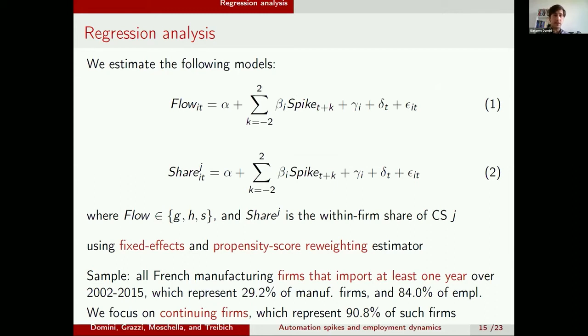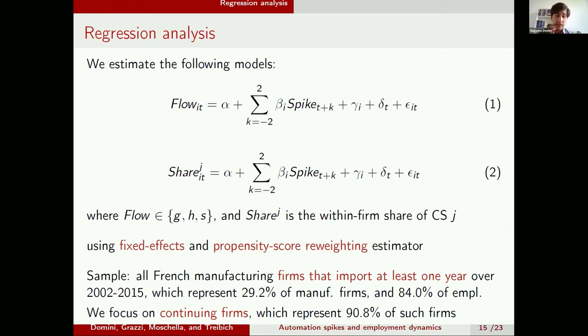What we do is to estimate two models. A regression having on the left-hand side flow rates, so net growth rate, hiring rate, and separation rate, and a regression having on the left-hand side the shares of various types of workers. And on the right-hand side, we always have the same specification: leads and lags of a dummy denoting the presence of a spike in a certain year, then firm-level fixed effects and time dummies. We are going to estimate these two models twice, a first time using a simple fixed effects estimator, and a second time by complementing this fixed effects estimator with weights based on the propensity to experience an automation spike, as I'm going to explain in a moment.